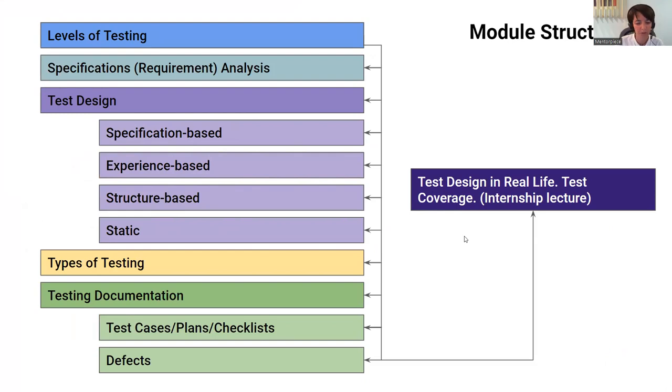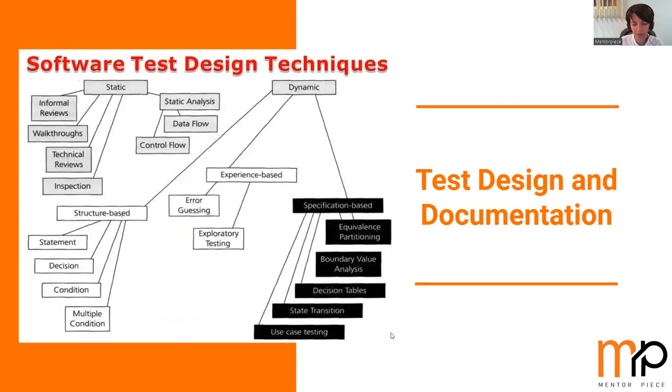One about two simplest things, equivalence classes and boundary analysis, and one lecture about more complicated things. You can see them here as well: decision table, state transition, use case testing, and there are some more techniques, a very interesting technique, pairwise testing. We will consider pairwise testing as well. I don't know why pairwise testing is absent here, because it is very popular, maybe more popular than decision table, state transition, and use case. So we will consider it as well.